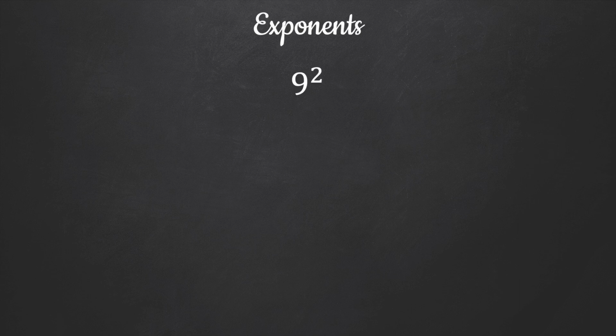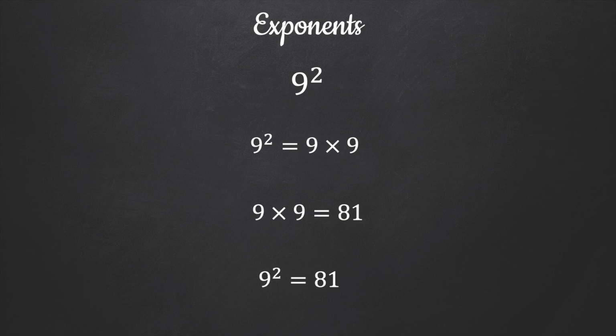Here we have another example, which is 9 to the power of 2, or we could read this as 9 squared. And so 9 squared is equal to 9 times 9. Again, our base is 9, so that's the number we're going to use as a repeated factor, and our exponent is 2, which tells us to write it out 2 times. 9 times 9 is equal to 81. So finally, we're going to show that 9 squared is equal to 81.